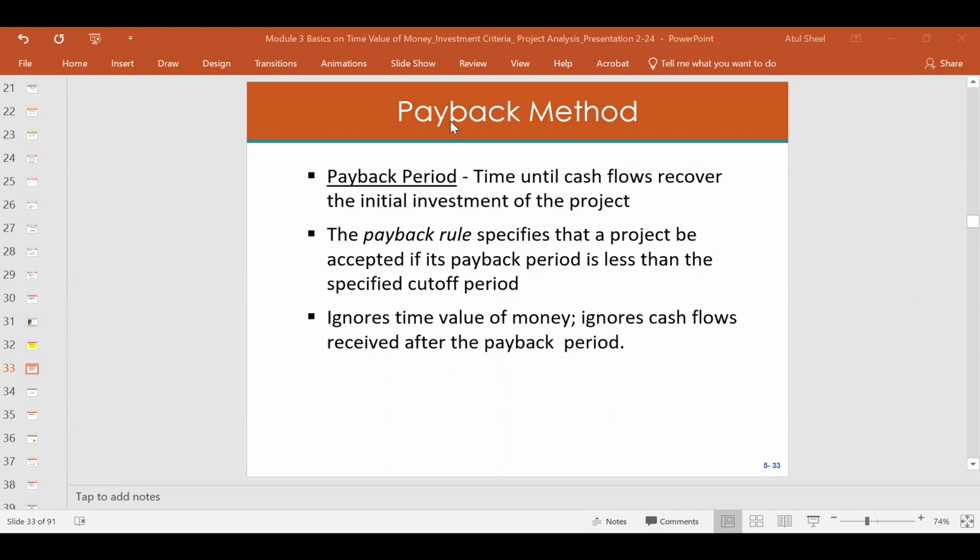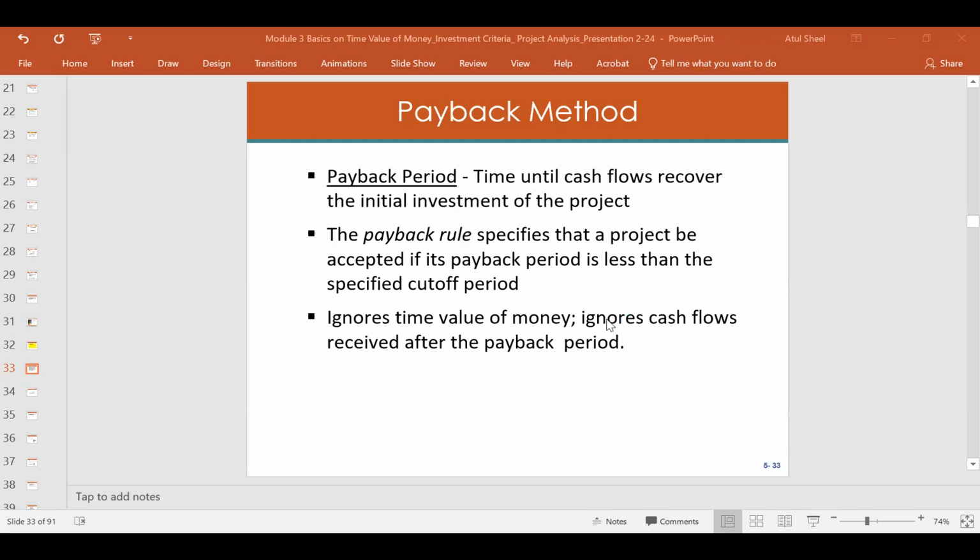When we are talking of the payback method, this is a very quick, rule-of-thumb kind of method that people have been using in the past and still use even now. It doesn't always give you the correct answer, but people still use it because it's simple to use.